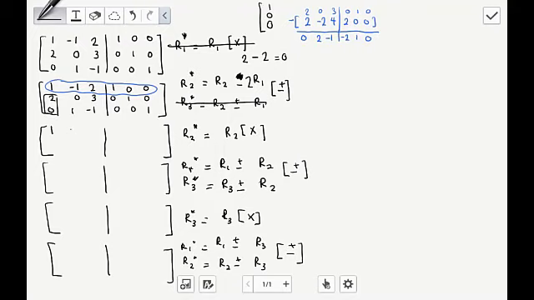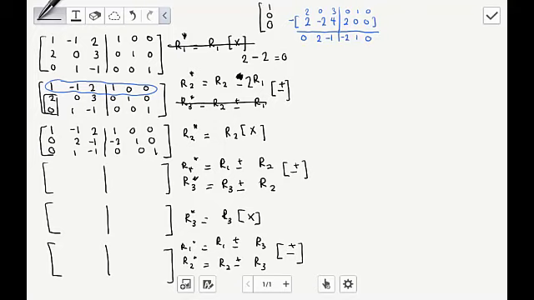Row 1 maintains as 1, negative 1, 2, 1, 0, 0. Row 2, we have a new row 2 which is 0, 2, negative 1, negative 2, 1, 0. And there's no changes in row 3: 0, 1, negative 1, 0, 0, 1. Students, notice by this step, we have managed to change column 1 to 1, 0, 0.